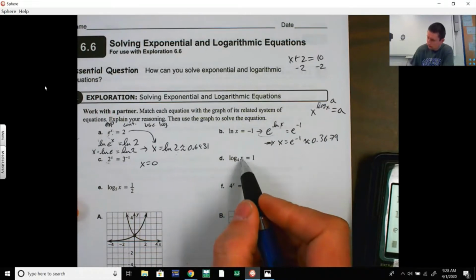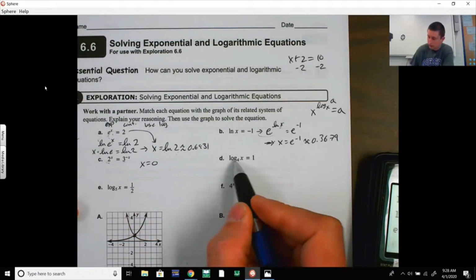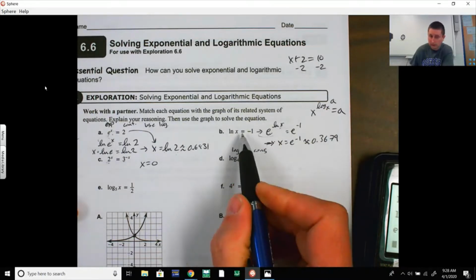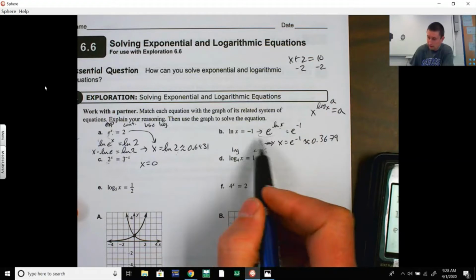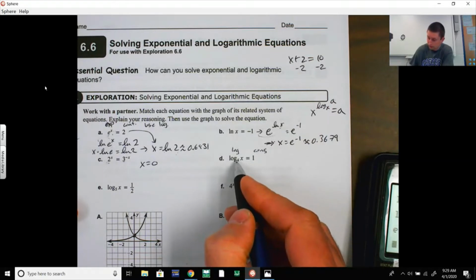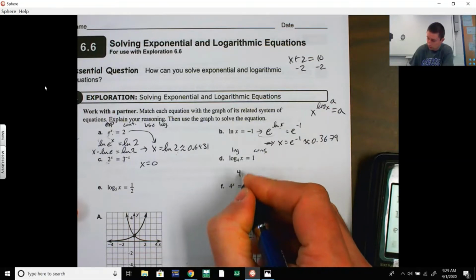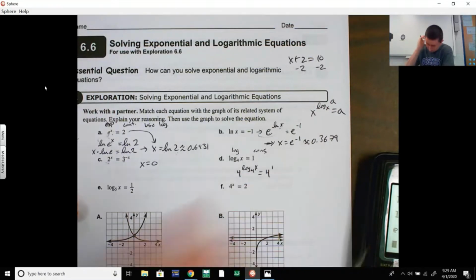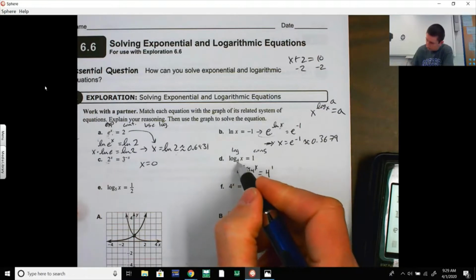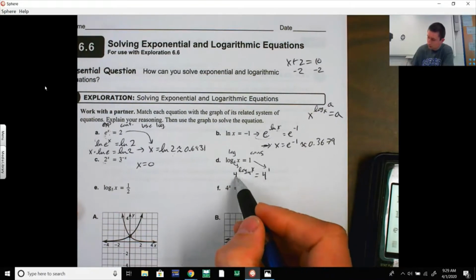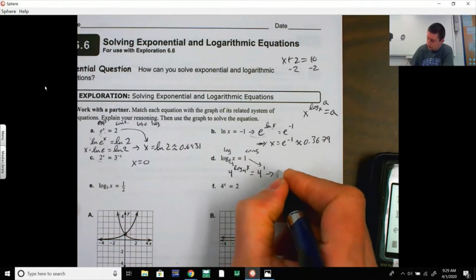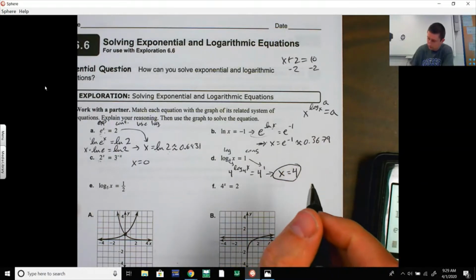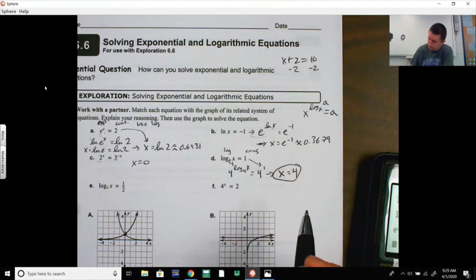Log base 4 of x equals 1. So again, a logarithmic function and a constant, just like what we had above it. Now I'm not going to use e as my base, I'm going to use 4 as my base. So 4 to the log base 4 of x equals 4 to the first power. So that 1 went there. 4 to the log base 4 of x is just going to be x, so x equals 4. 4 to the first power equals x.